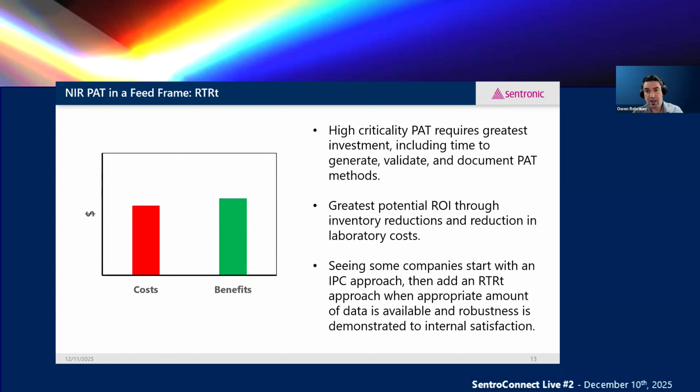Last but not least, we do have several customers, several manufacturers in the environment using NIR PAT to enable a real-time release test approach. This has the greatest possible potential to realize ROI, although it does have larger upfront costs in terms of method development. We are seeing some companies start with an IPC approach, evaluating whether or not RTRT would be successful, or what the potential risk of using this method are, and then turning the key to enable it if it makes business sense.